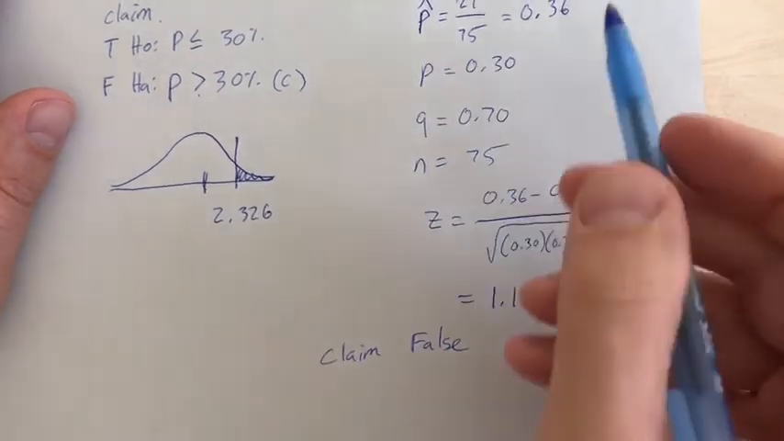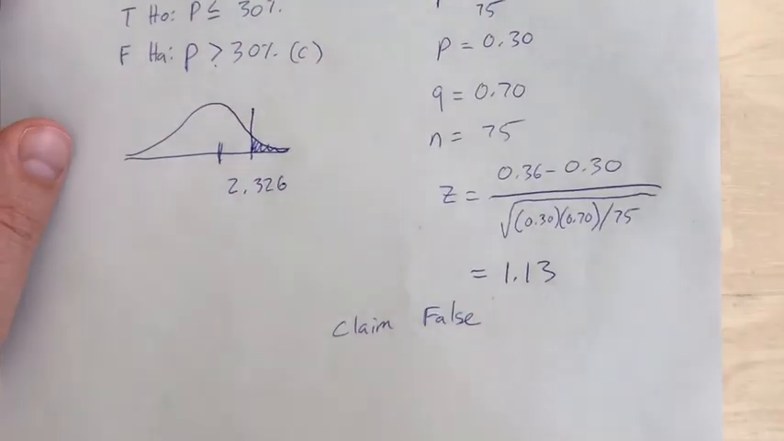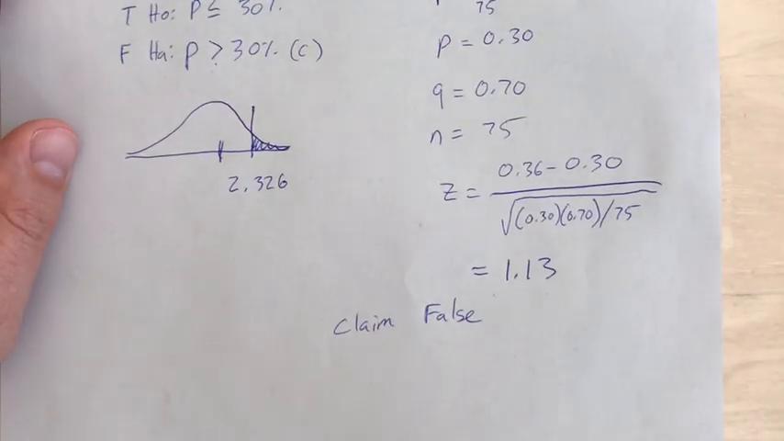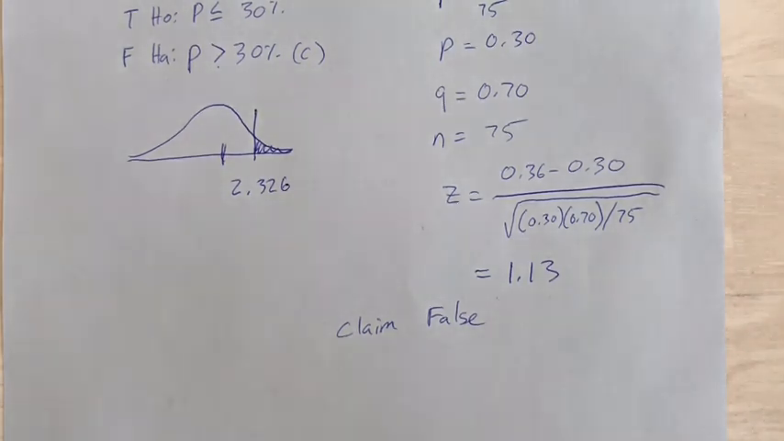So to answer the question specifically, is there enough evidence to support the claim? The answer is no, there's not enough evidence to support this claim. It's probably more along the lines that it's equal to 30%, not more than 30%. So those are two quick examples of how to do proportion tests.